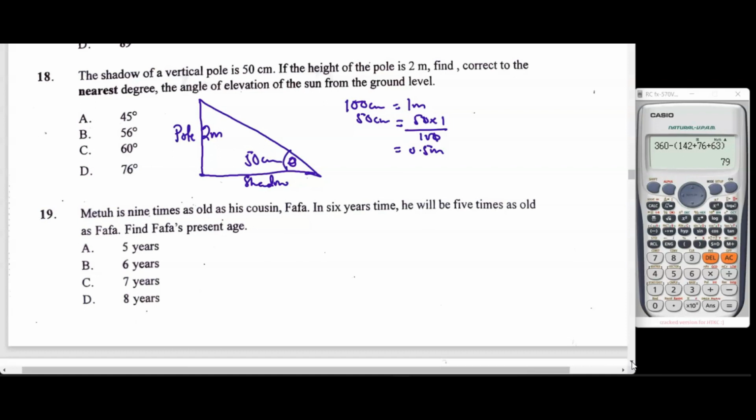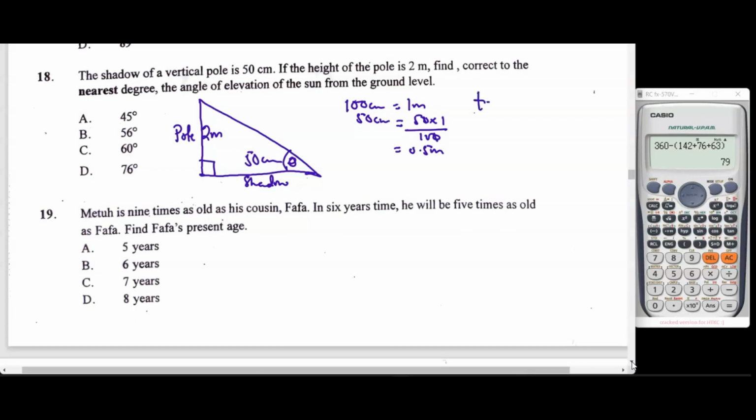Then looking for theta, the 2 meters becomes opposite to the angle theta, and the 50 centimeters or the 0.5 meters becomes the adjacent side, and therefore we can use the trig ratio, which is tan, to determine the angle theta.